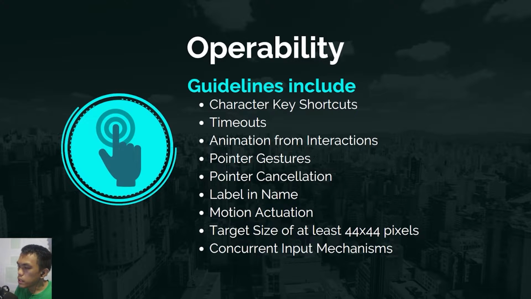Label in name, and motion activation, which is functionality that is accessible through motions such as shaking your mobile device, must also be accessible through the user interface. Target size of at least 44 by 44 pixels for all interactables. And concurrent input mechanisms, where users should be able to switch between multiple input mechanisms such as touch, keyboard, mouse, and speech.